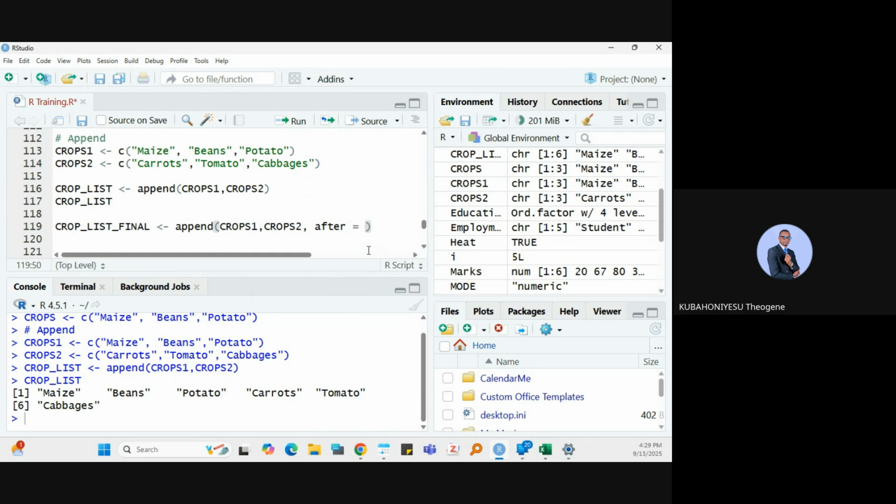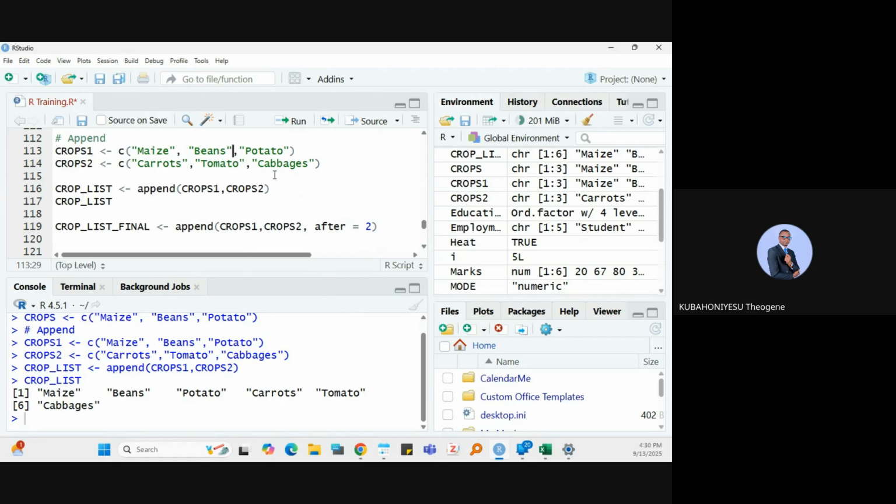Okay. If I say, for example, after two, it will be in this position. So it will be maize, beans, and then followed by crops two, in between. You understand that? That is specifying the position.